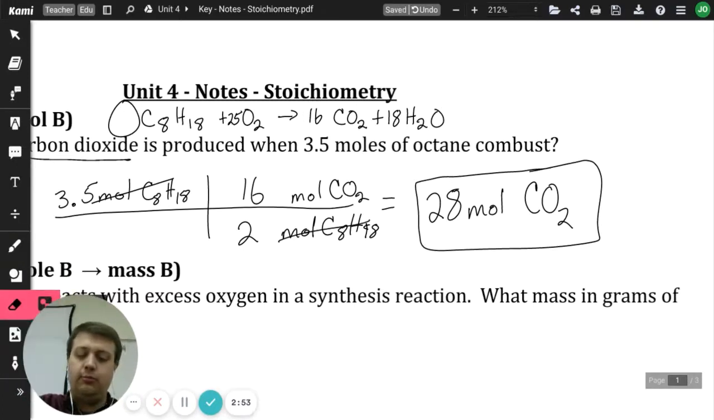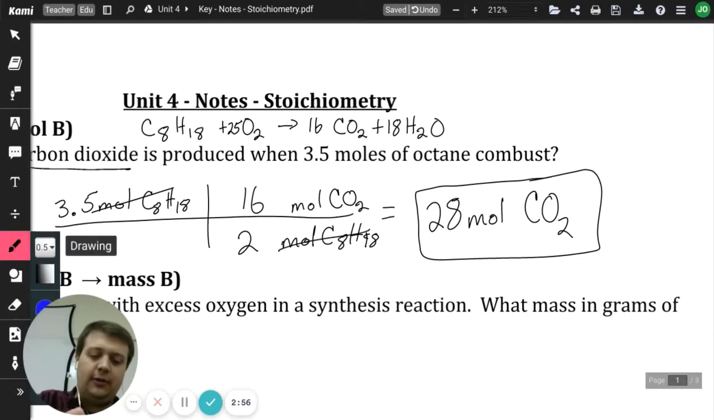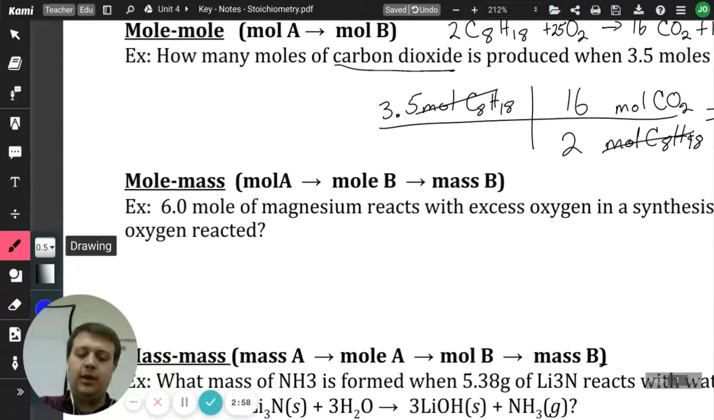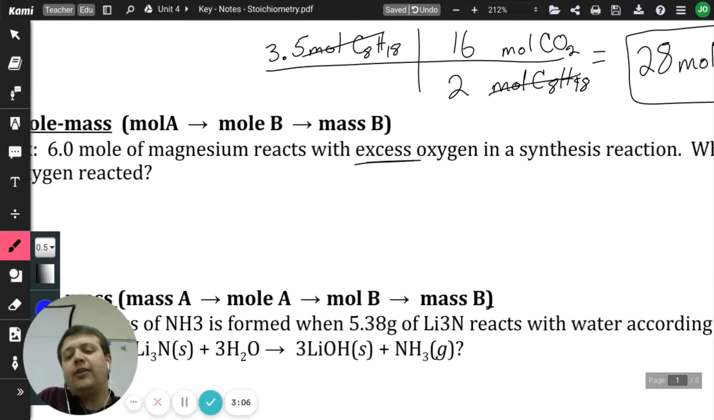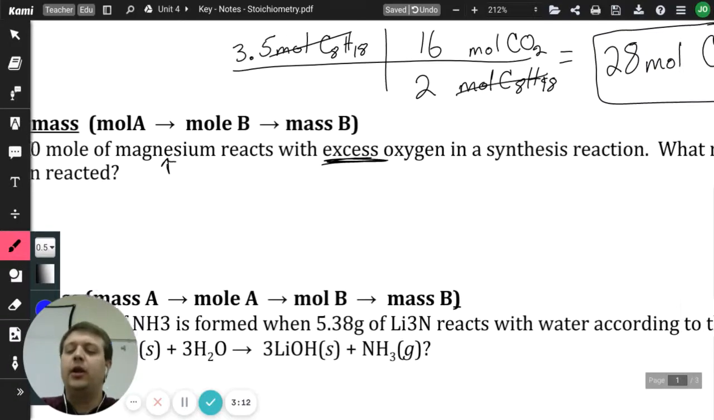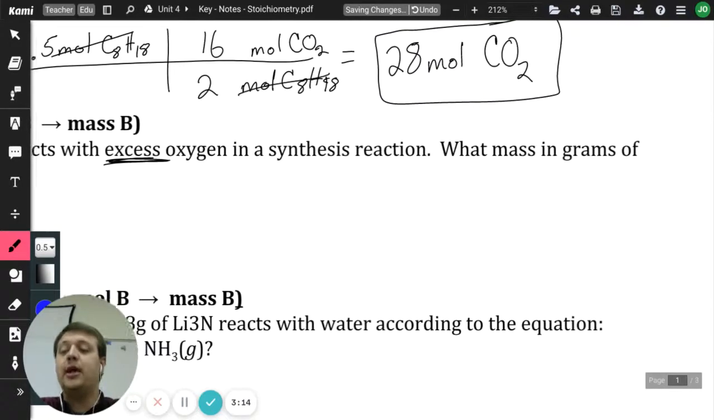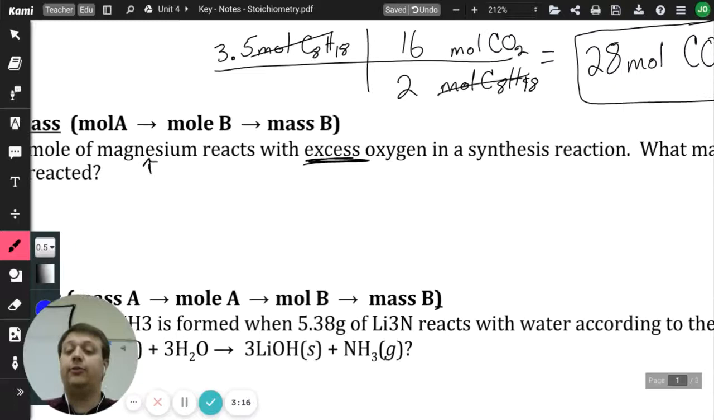All right, so moving on. Sorry, I accidentally erased that. Now we're going to do a mole to mass. I have 6 moles of magnesium, and they're going to react with excess oxygen. Excess oxygen just means that we're not going to run out of oxygen, so that means we're going to run out of magnesium. In a synthesis reaction, what mass in grams of oxygen reacted?